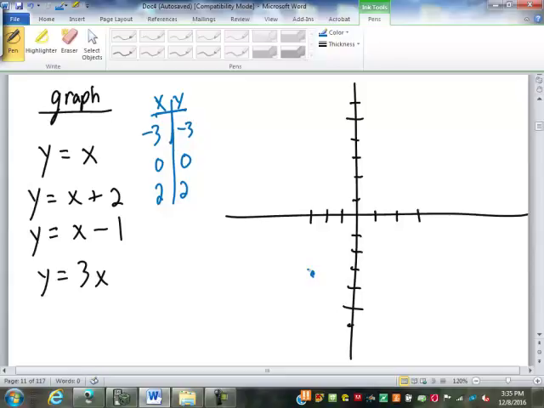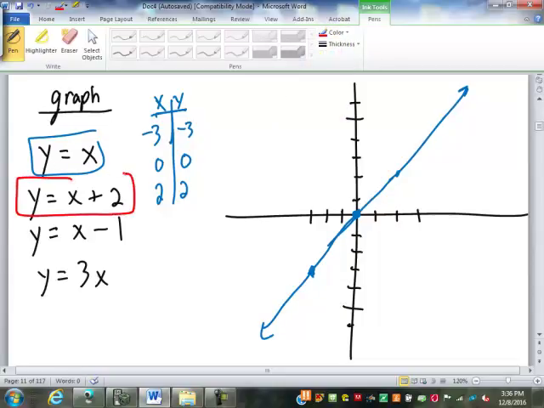-3, right there. 0, 0, and 2, 2. And I know it's a line, so I'm only going to make those 3 points, and we can draw it in from there. That is the simplest linear equation we can create. Y equals x. You can see it goes through the origin, the center of our graph here, and it goes across the graph, corner to corner, at a 45-degree angle.